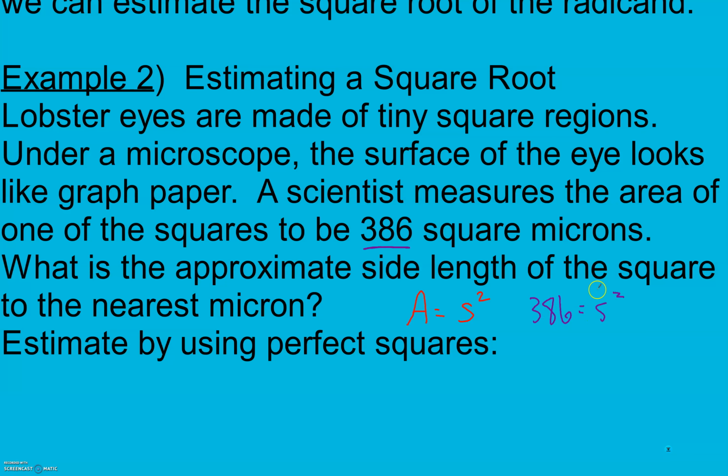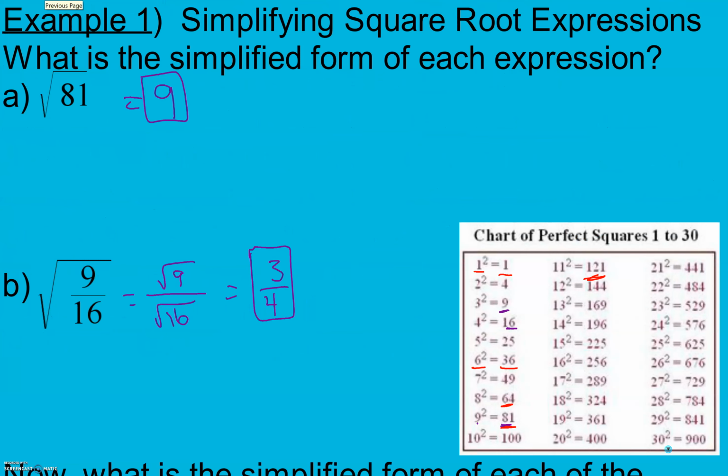So what number did we square to get to 386? We're looking for the square root. So we're going to estimate it using perfect squares. We're going to go back and look at our little chart here, and figure out where 386 falls in the middle of our perfect squares. 386 goes right about here, right in between 361 and 400.